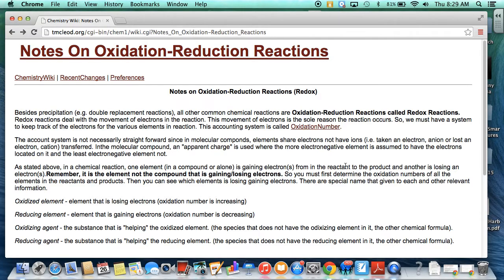So you're going to have to assign oxidation numbers to every single species. The reason you do that is because you're going to compare the oxidation number of the species in the reactant form to the product form to see if that species is gaining or losing electrons and eventually how many. The rules, this is not the directions, are that only one thing can lose electrons and one thing can gain electrons.